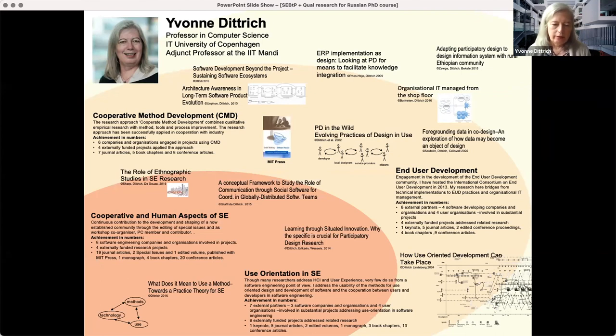What I'm known for is two themes. One is use orientation in software engineering. My main motivation is to understand how users and developers cooperate in order to develop useful software. The other part is looking into cooperative and human aspects of software engineering, because software is developed by people for people. So it is not only, but also, a social process and a social activity. It is cooperative work. These are the two sides of my research.